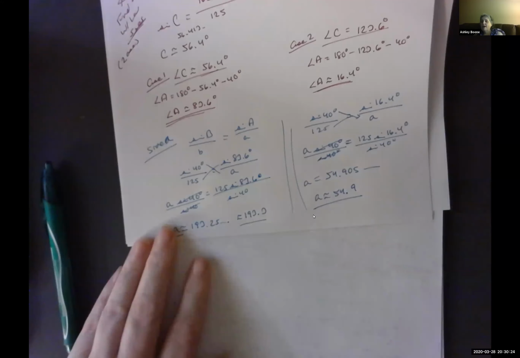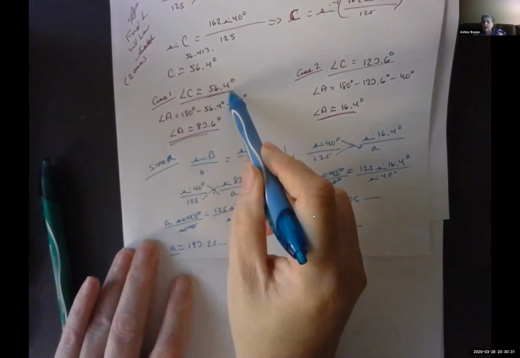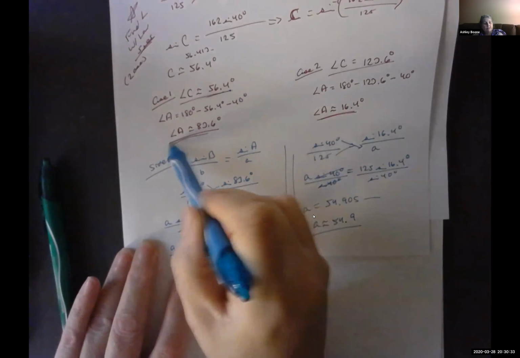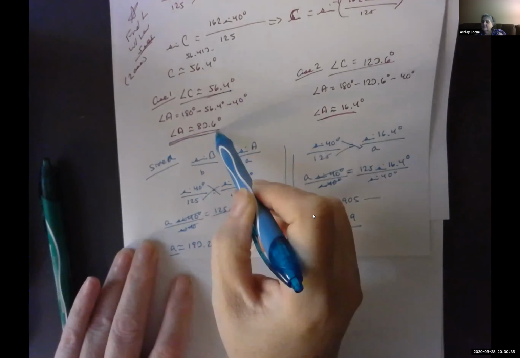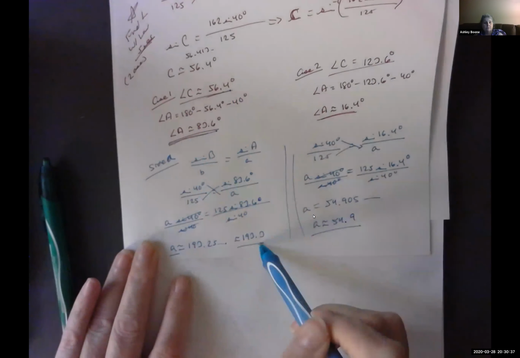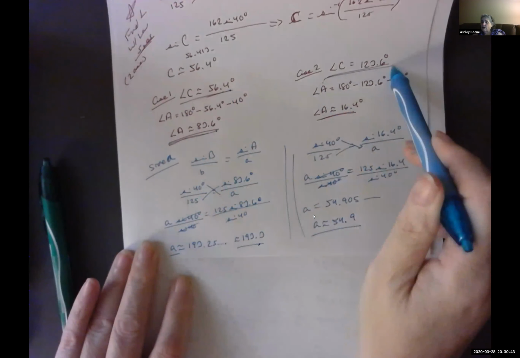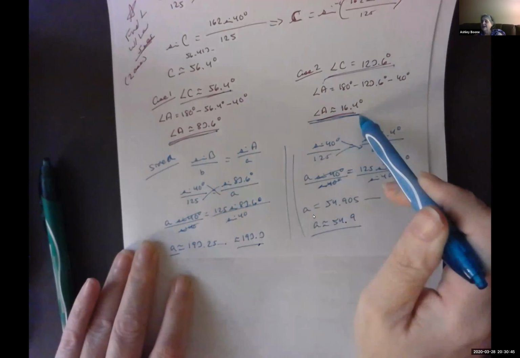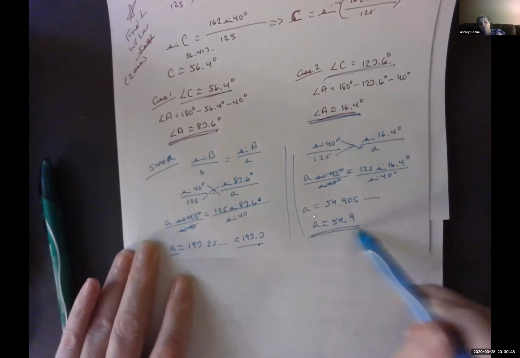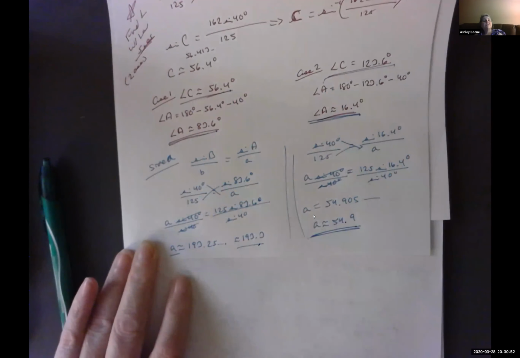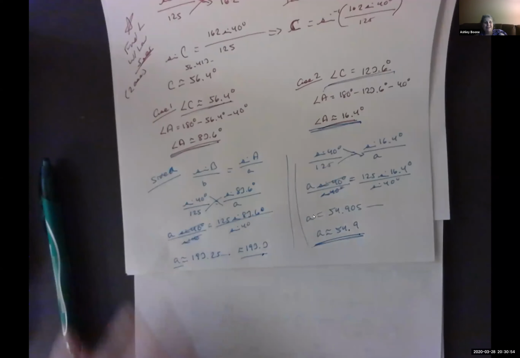Okay, so we have two solutions. In one solution, angle C is 56.4 degrees, angle A is 83.6 degrees, and side A is 193.3. The other one, C is 123.6 degrees, angle A is 16.4 degrees, and side A is 54.9 units. So two solutions. We use the law of sines like crazy with that guy. Okay?